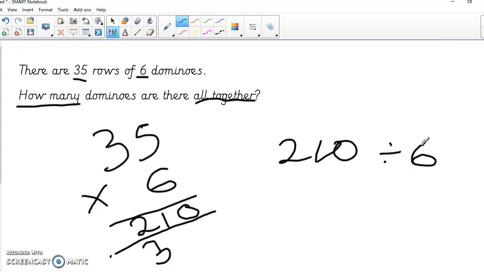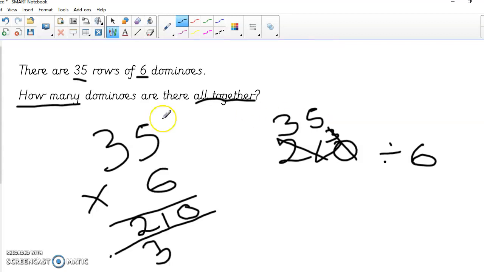by 6. So if I ask how many times will 6 go into 21, that will give me 3, remainder 3. So I'll put my 3 here. And now how many times will 6 go into 30? That will give me 5. So I have checked my answer, and yes, my answer is right.